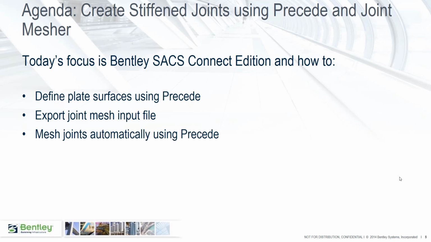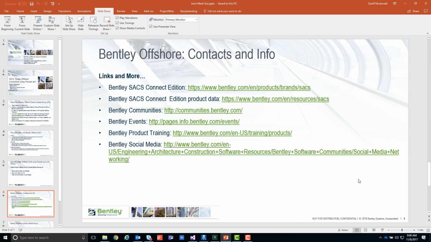Today we're going to be talking about creating stiffened joints using pre-seed and joint mesher. Specifically, we'll be defining plate surfaces using pre-seed, exporting a joint mesh input file once we've created those plate surfaces, and then meshing the joint automatically using pre-seed.